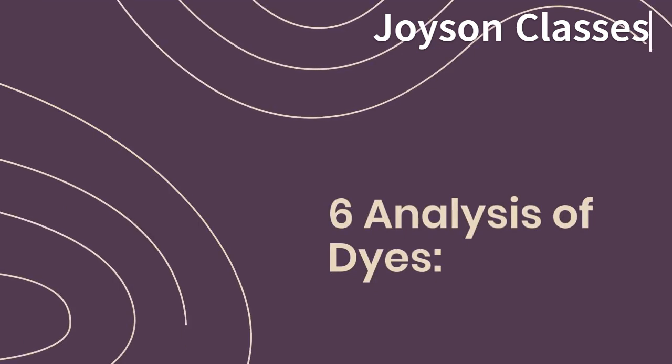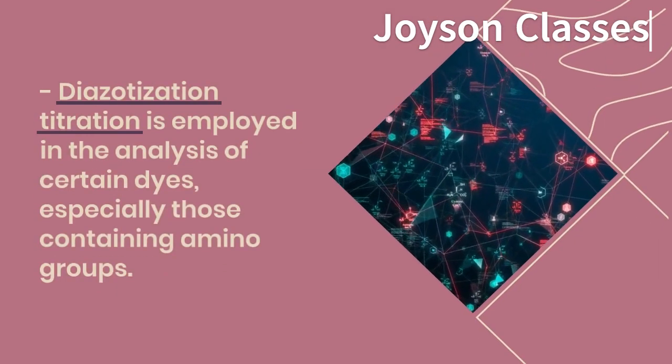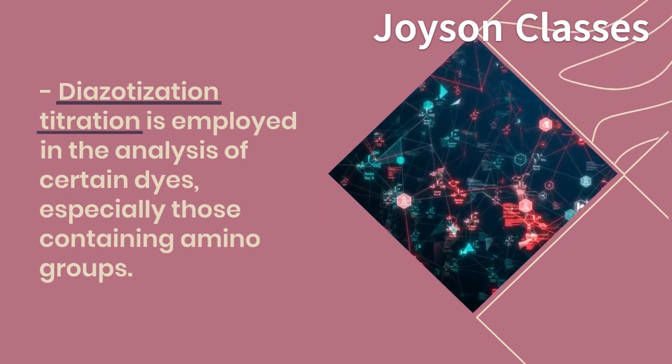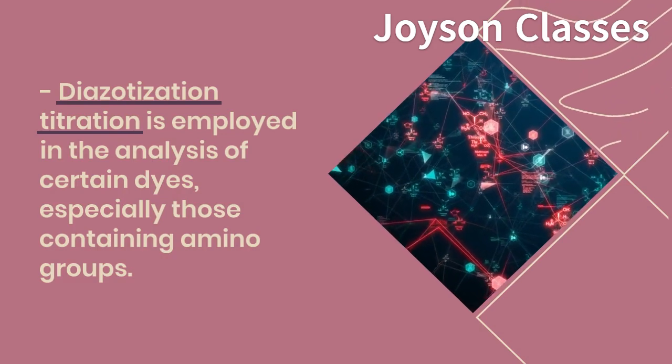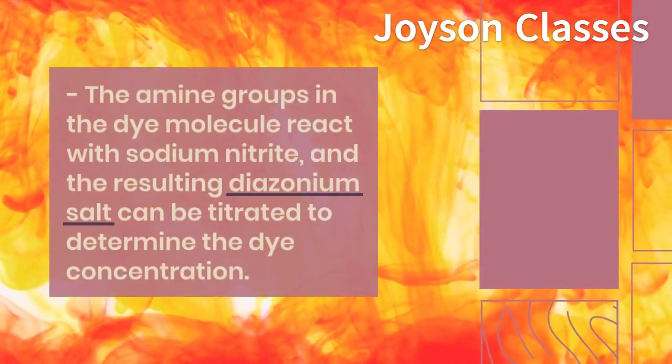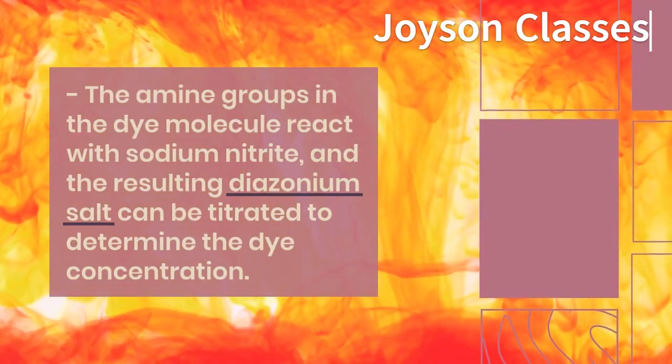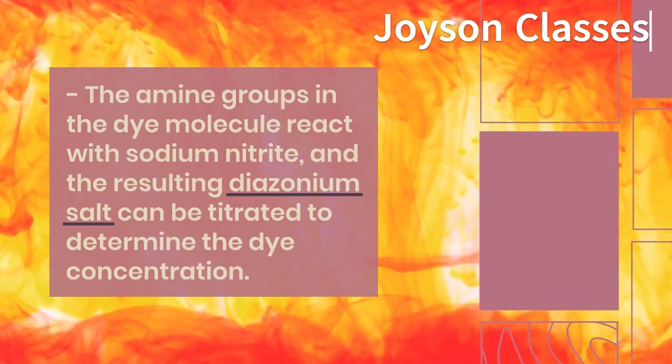6. Analysis of dyes. Diazotization titration is employed in the analysis of certain dyes, especially those containing amino groups. The amine groups in the dye molecule react with sodium nitrite, and the resulting diazonium salt can be titrated to determine the dye concentration.